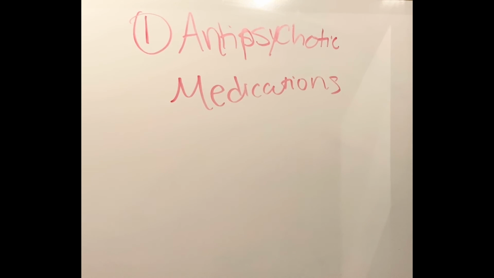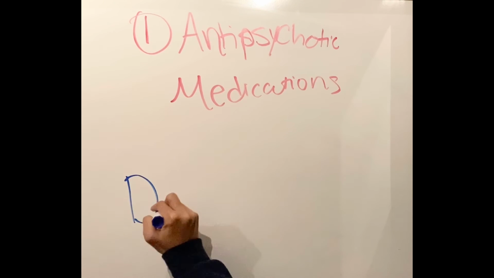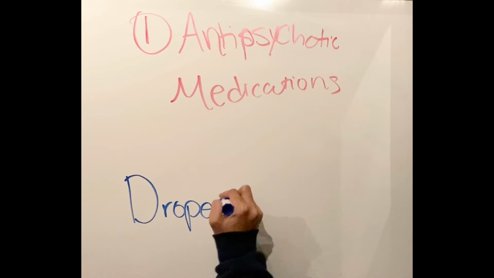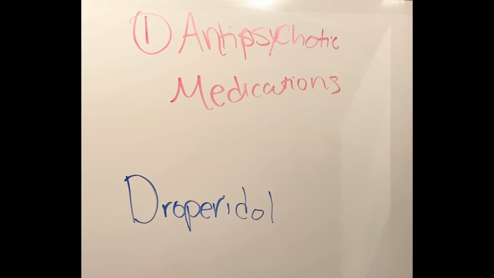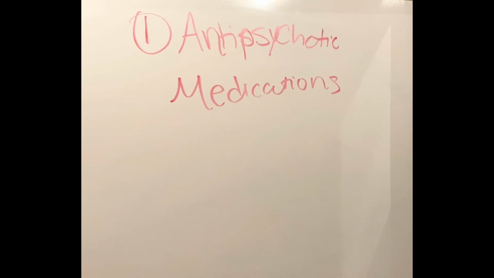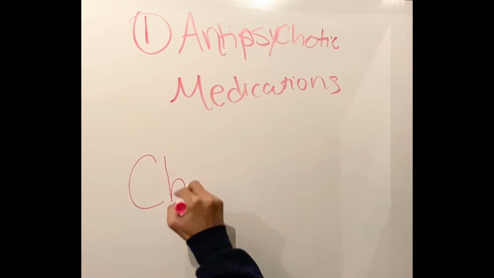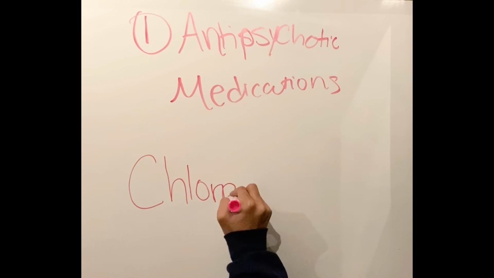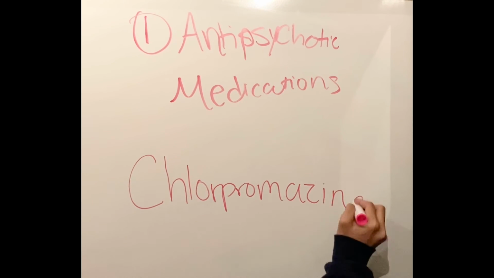The next antipsychotic medication is droperidol. It may be considered for agitation because of its rapid onset of action, greater sedative properties, and shorter half-life. Another antipsychotic medication used is chlorpromazine, which is associated with a higher risk of seizures.